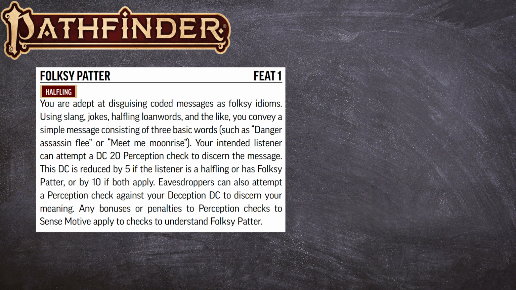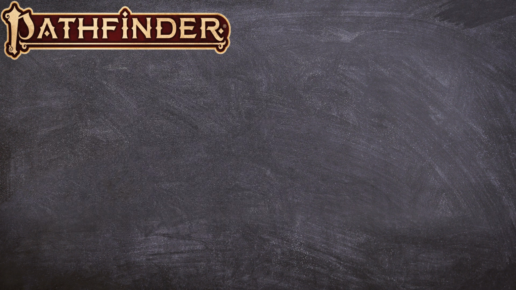So Folksy Patter has had a clarification on how the DC is reduced. It now says this DC is reduced by 5 if the listener is a halfling or has folksy patter, or by 10 if both apply. So, actually, this is very interesting, because that means if you have a human that took the ancestry and has folksy patter, and they have folksy patter, you get to apply the DC 5 change. And I think that's very funny.